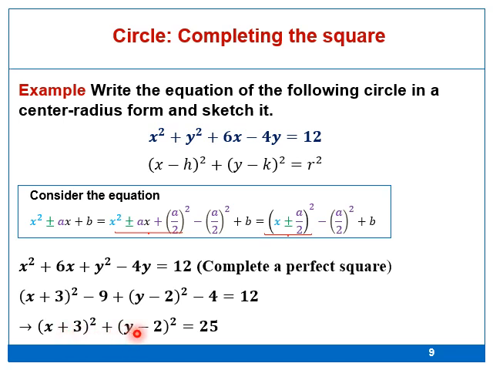Now we can read the center and radius easily. The center is -3 and 2, and the radius is the square root of 25, which is 5. And this is the required circle.